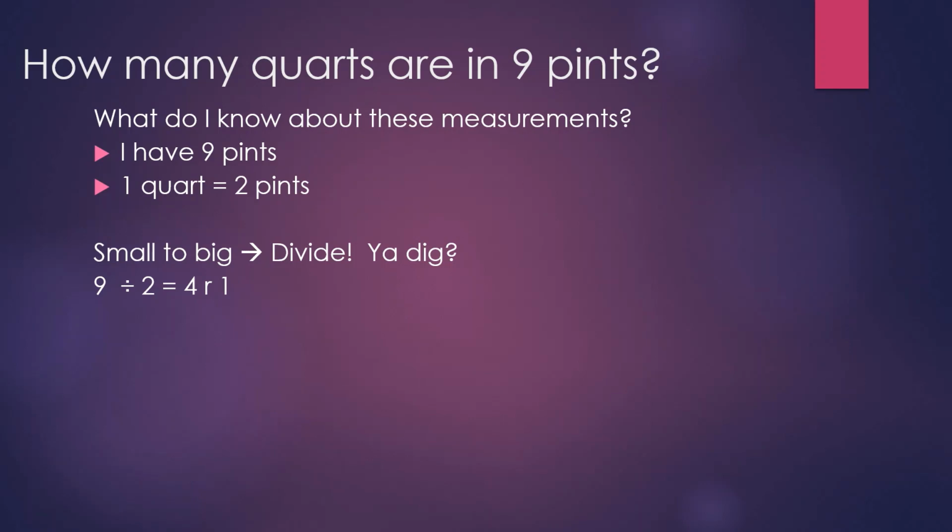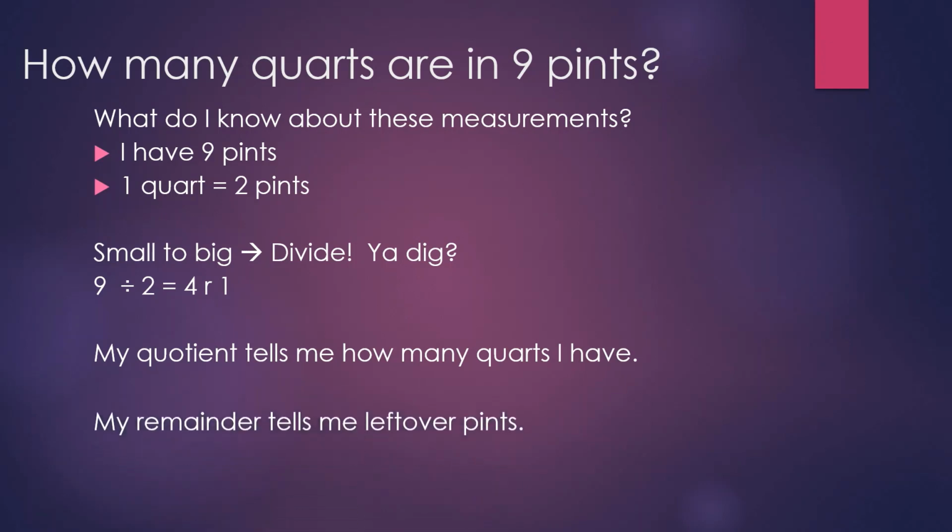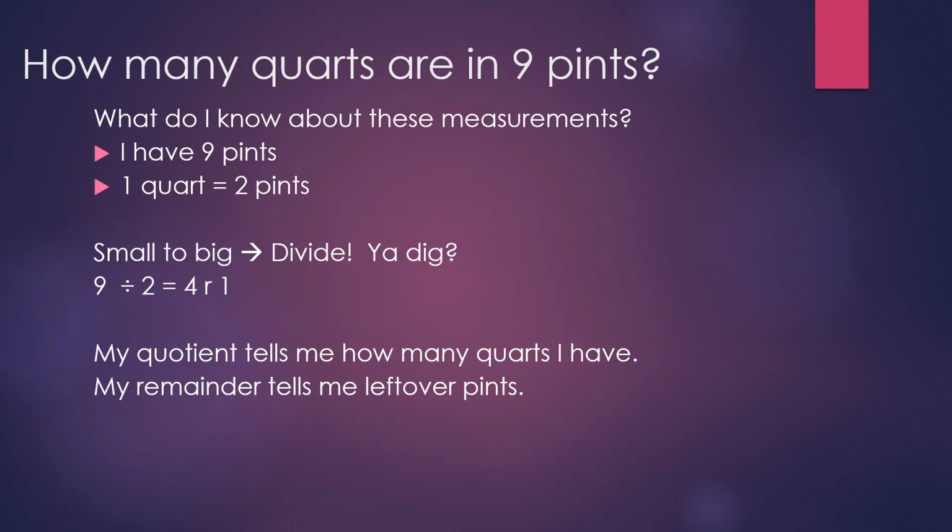Now, yesterday we talked about how to interpret that remainder, and let's do it again today. That 4 is my quotient, and my quotient tells me how many quarts I have. Because remember, we're trying to make groups that equal 1 quart. And when we made those groups, we ended up with 4 whole groups. That remainder is going to tell me how many leftover pints didn't fit into any groups. So, when I have 4 remainder 1, what that means is that 9 pints is the same as 4 quarts and 1 pint. You can use this when you're doing any kind of conversion. Just make sure that you have the correct units.